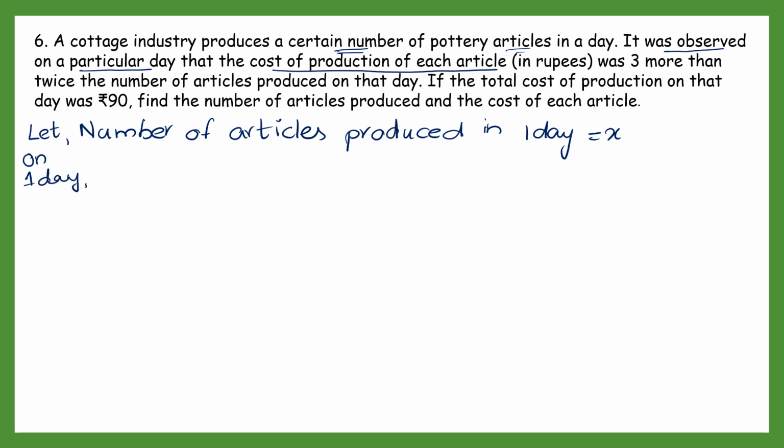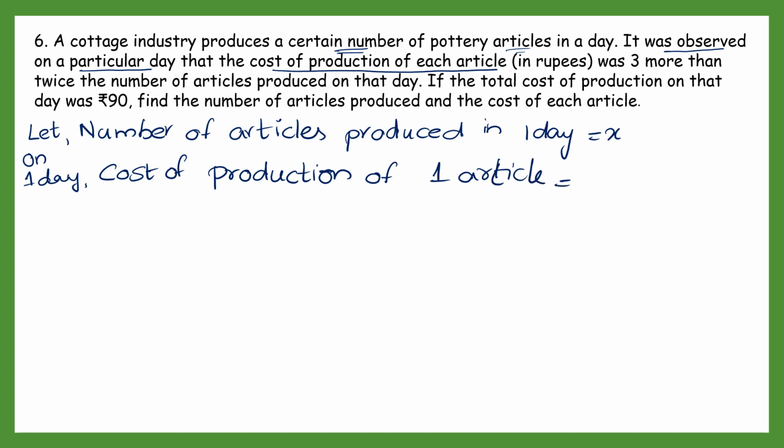Okay, cost of production of each article means what? Cost of production of one article is what? 3 more than. 3 more than means 3 plus twice the number of articles produced on that day. Twice the number of articles produced on one day is what? x. So they are telling twice the number. So 3 plus 2x. 3 more than, that means 3 plus twice the number of articles produced on that day.